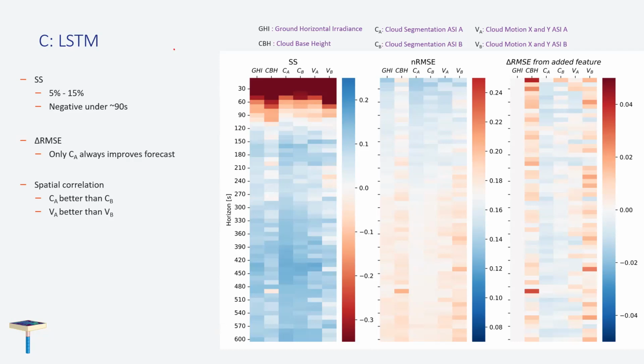And so we can see that some of the features give a positive impact, but that it's quite varying and not very large, and that the cloud segmentation of the all sky imager that's placed closest to the reference cell is the only feature that gives a positive impact for all horizons. We can also see that the features that are extracted from the sky imager that's closest always give a better performance than the one that's further away. So the spatial correlation is present.